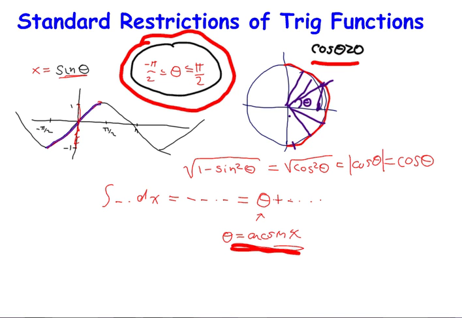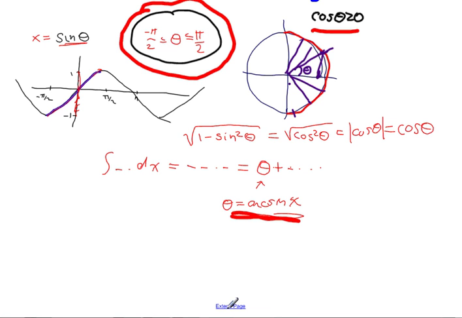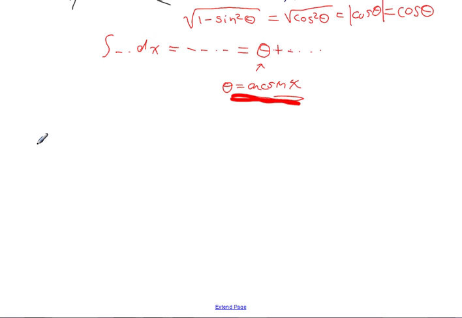Okay, so now let's look at the other two, just to make certain we're in the right. Let's go back to color, and let's get some more room here. Extend page. Okay, so what's the other one? Let's do x equals tangent theta. Well, what's the standard restriction of tangent theta?